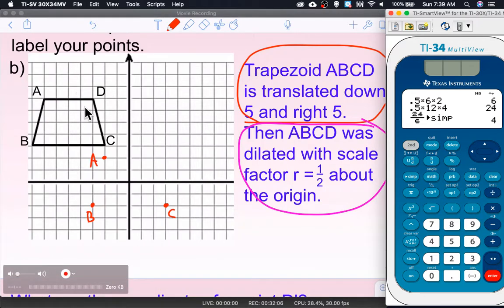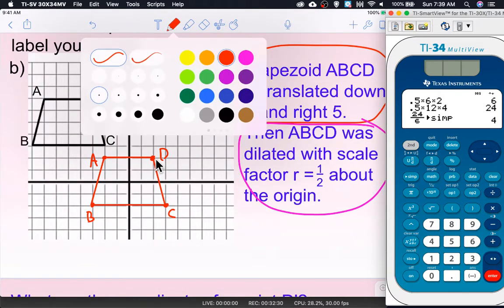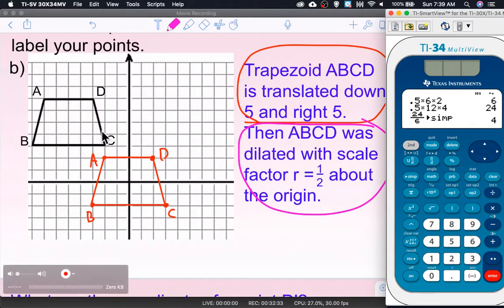If that's complicated, just pick a corner and go down 5 and right 5 again. 1, 2, 3, 4, 5. 1, 2, 3, 4, 5. Boom, boom, boom, and boom. All right, first step is done. Translated, down 5, right 5. So it is now centered at the origin, it looks like.